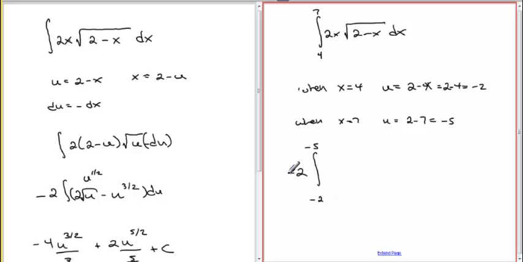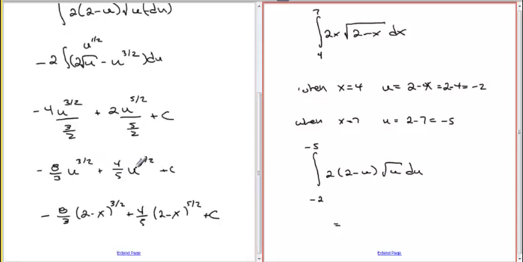And then I have negative 2 times this part right here, and then the rest of it is the same, except when I get down to here and do the integral, I'm not going to add the arbitrary constant c, and I'm also not going to substitute back in for u, because I already redefined my limits.